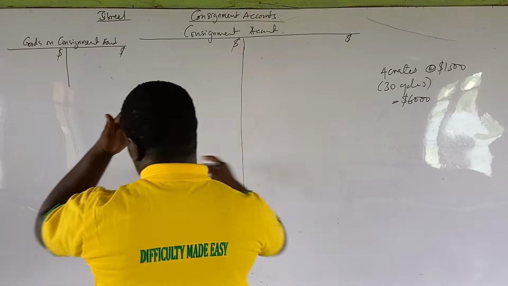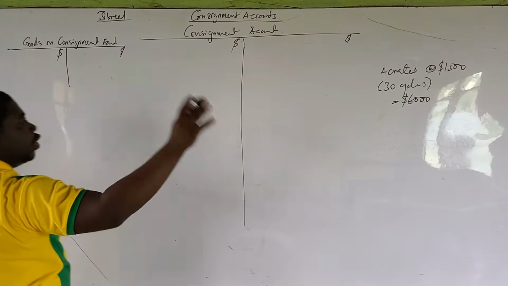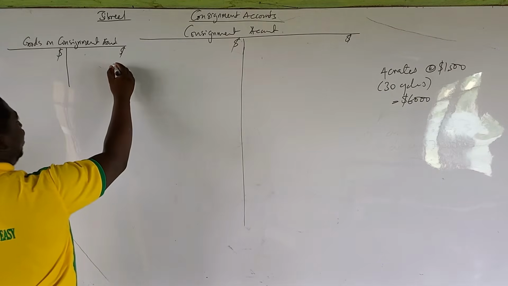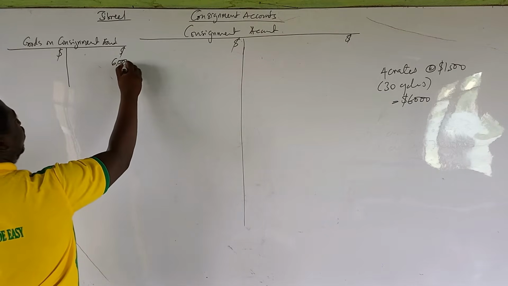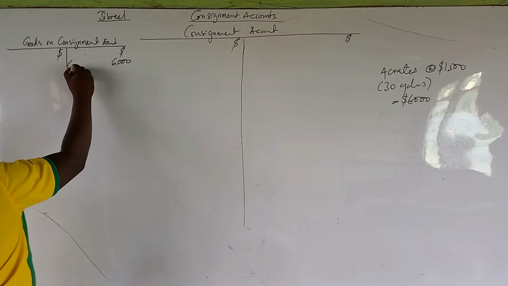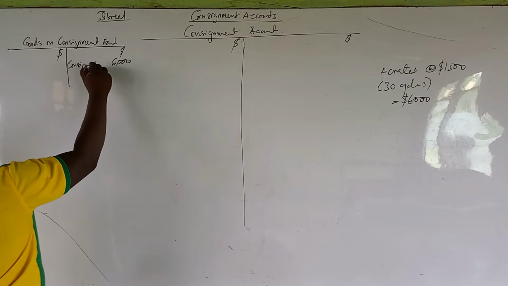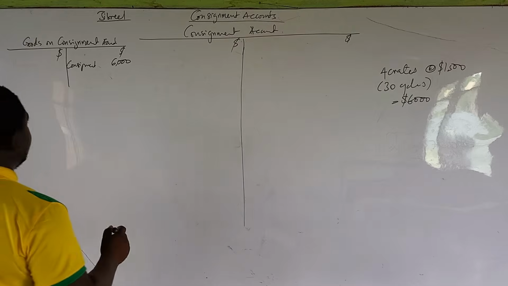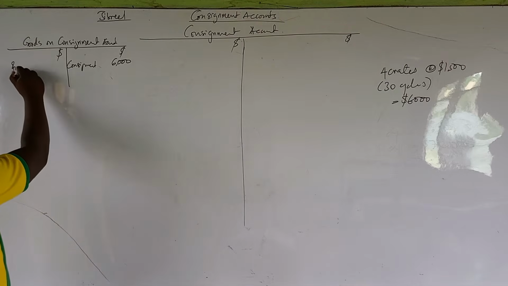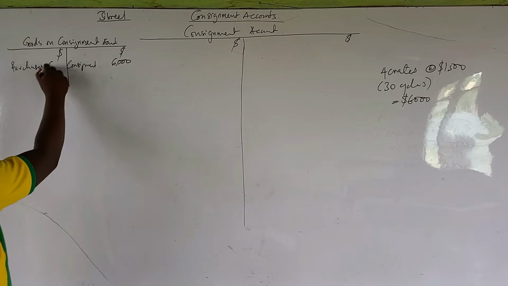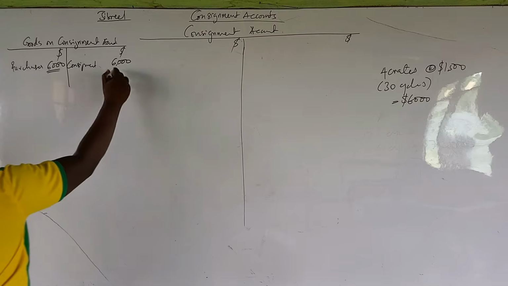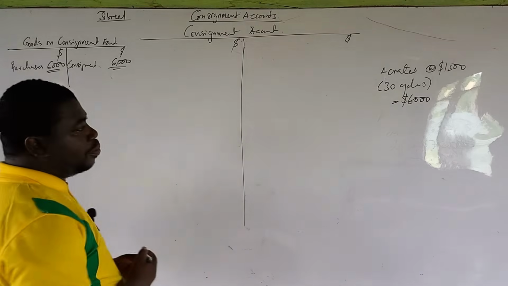And therefore, that is the figure you are bringing here. We know this from the previous video. That is why I'm moving a little faster. So $6,000, we call it consignment, or consignment to agent, or consignment to Nafisa. And then at the end of the period, we close it to purchases or the trading account. So this account is very easy to prepare.